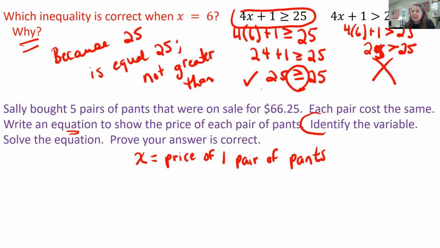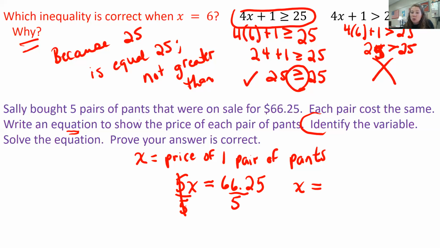What does it represent? Well, if she bought 5 pairs of pants and they were x dollars each, she spent a total, and total always means an equal sign, a total of $66.25. Well, that is my equation. I have my equal sign. That is an equation. And now in order to find the answer, I'm going to divide both sides of the equal sign by 5, because the opposite of multiplying by 5 is dividing by 5.